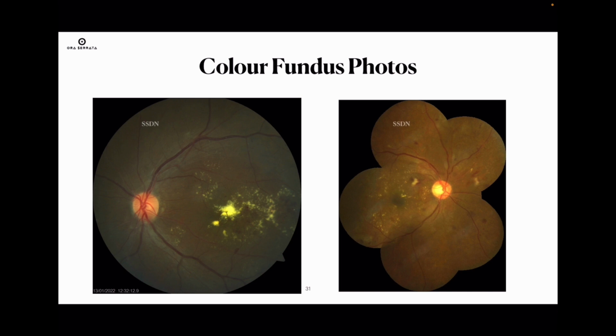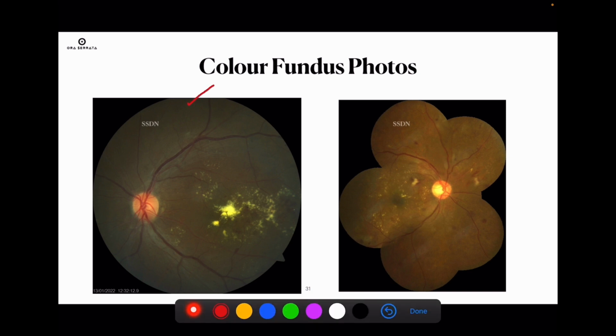So coming to the color fundus photo, it is usually done for documentation, and sometimes it might also be useful when we are planning for laser photocoagulation of, let's say, microaneurysms in an area. So the first image is a standard 55-degree color photograph of the fundus, and the second one is the standard 7-field ETDRS protocol photograph.